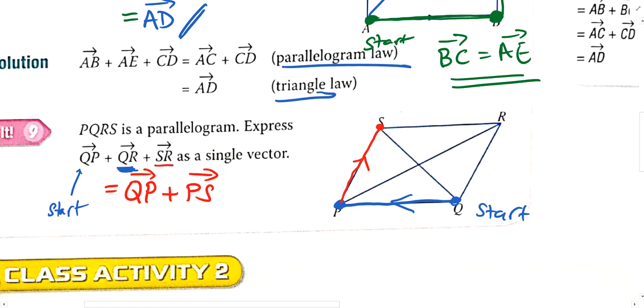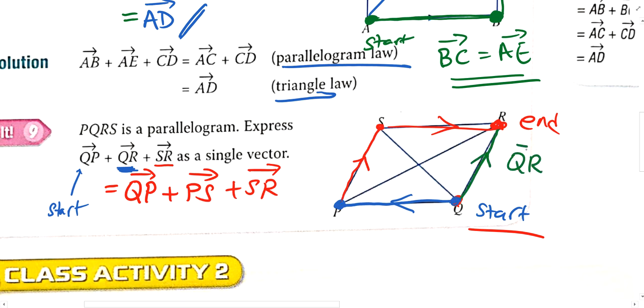So next one, SR, S to R. N over here, plus SR. So this is my N. This is my start over here. Start and end. So our final answer must therefore be QR.